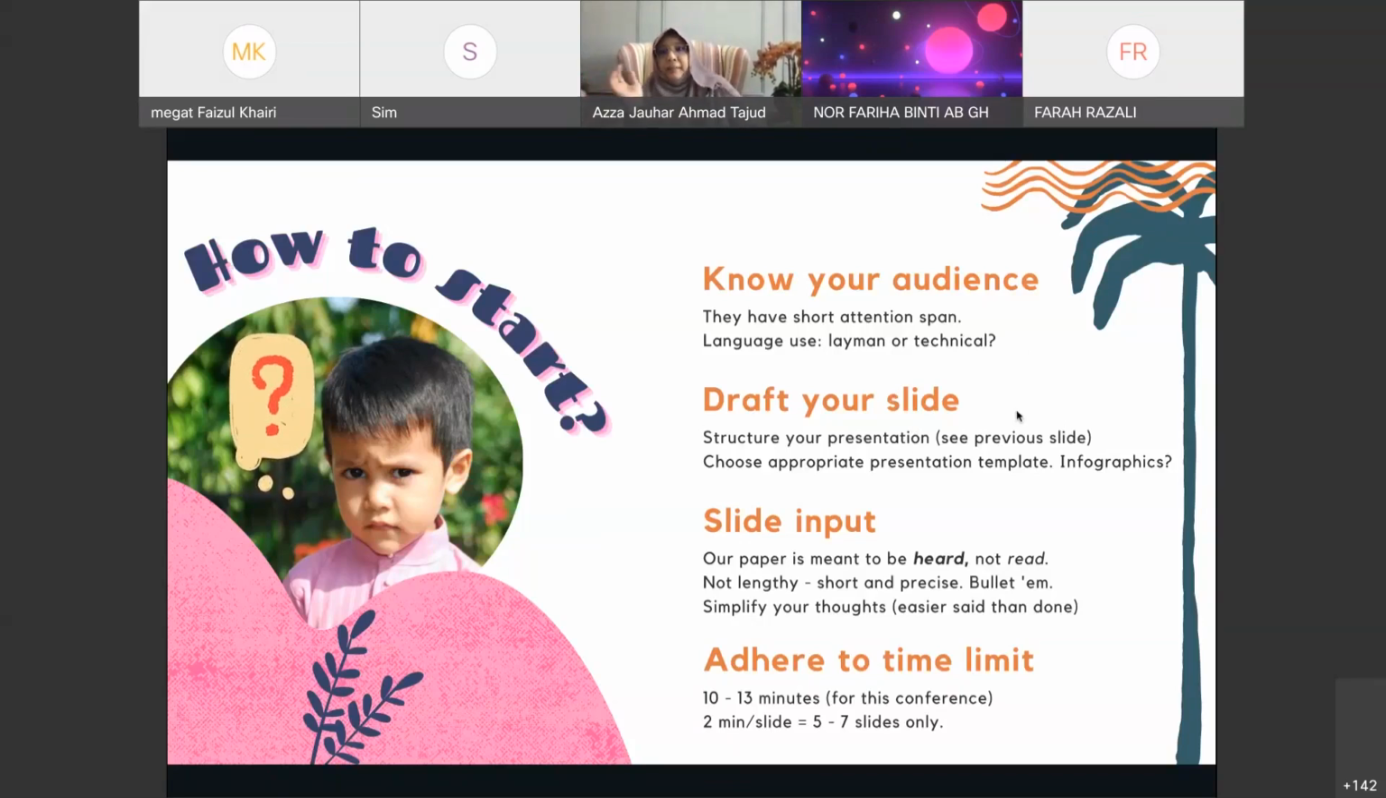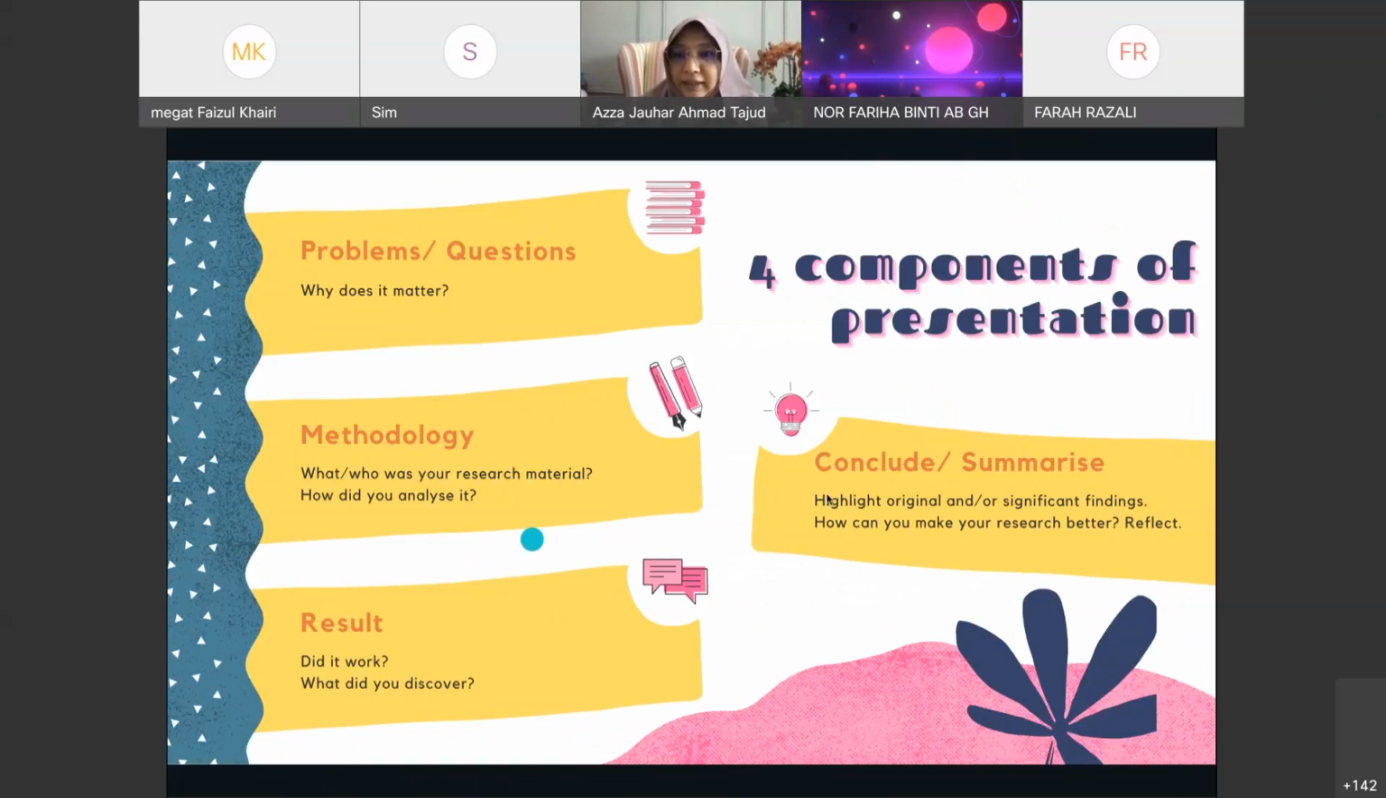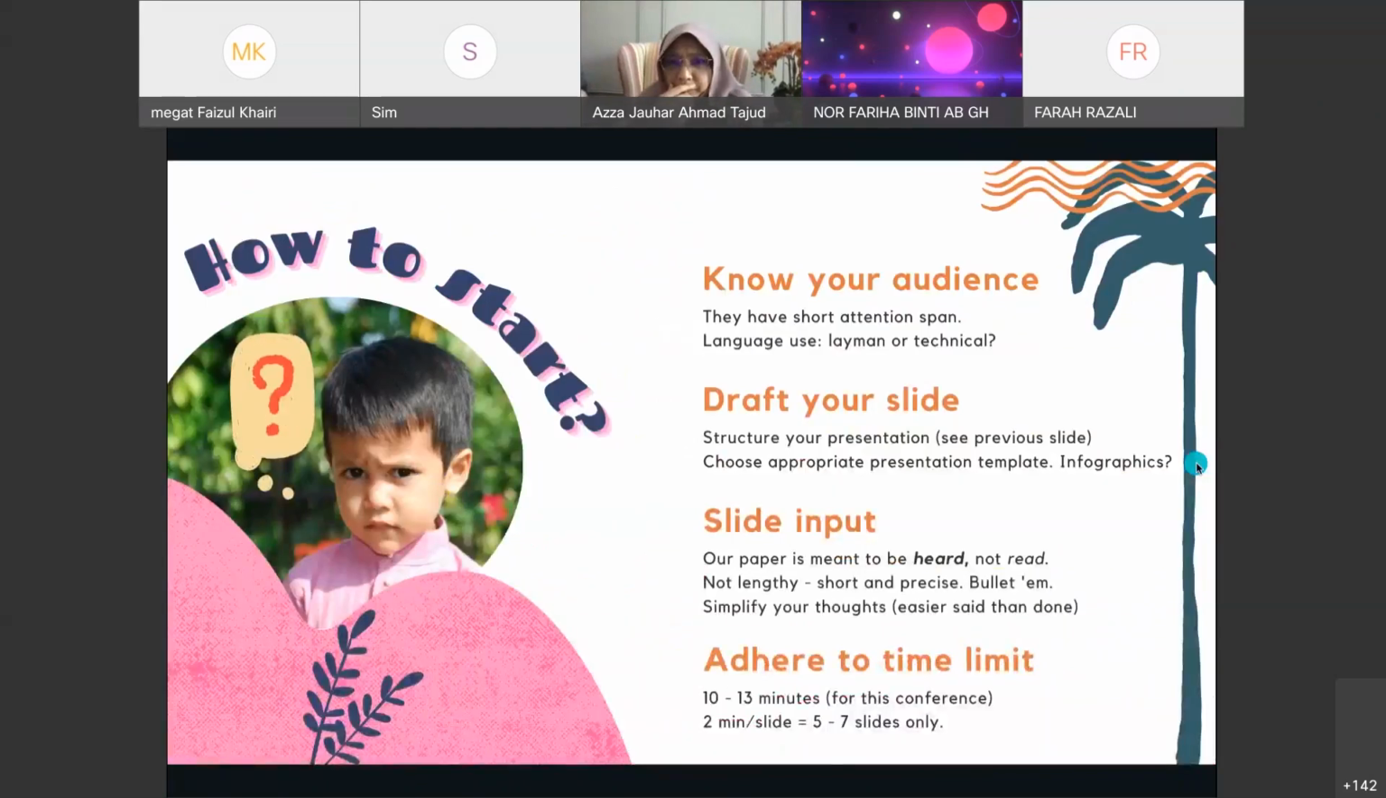Okay, the second part is to draft your slide. How I draft my slide, I usually conteng dulu. I'll take a piece of paper, I conteng apa yang mungkin ada dalam slide 1, apa dalam slide 2, dalam slide 3. But usually I use this. This is going to be the template of my research. Then I isilah, ini baru skeleton, and then I isilah dia punya perut, dia punya otot semua dalam ni kan. So that's how I do it.